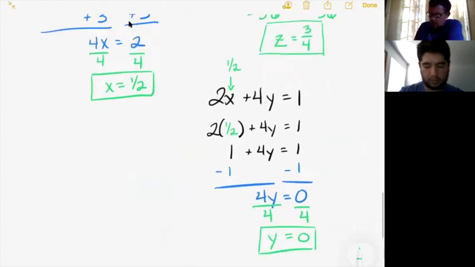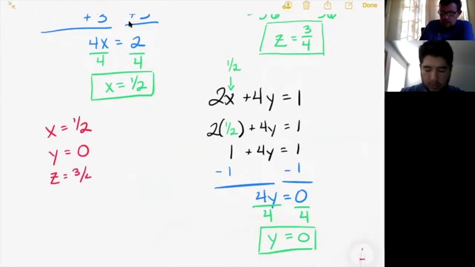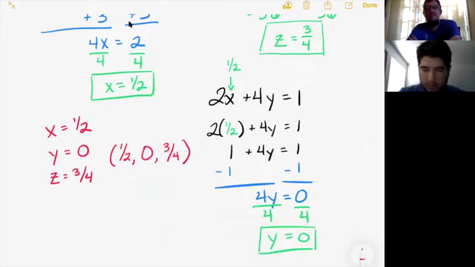So my solution that I came up with after all that work was x equals a half, y equals 0, and z equals 3/4. Or you can write it the way the pros do, x, comma, y, comma, z. Either one of those is a great, great answer.